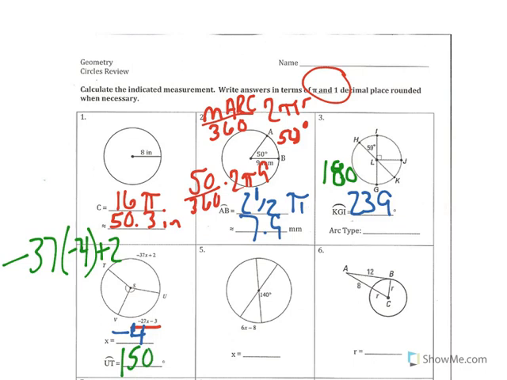Now, your x can be negative, but your arc cannot. Remember, arcs on the circle are going to be positives.